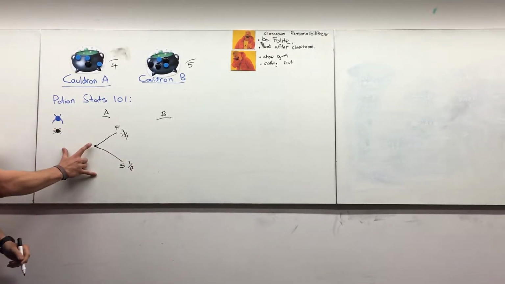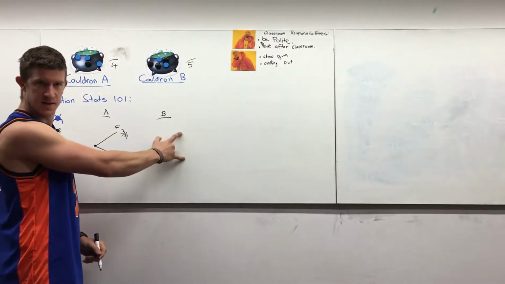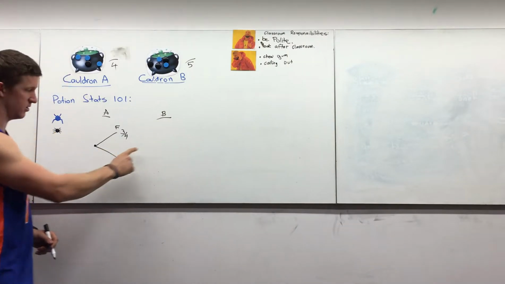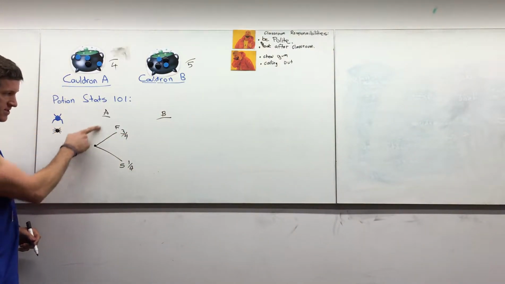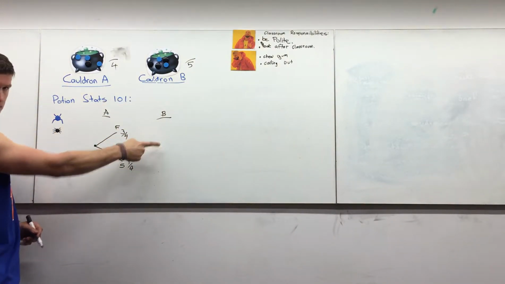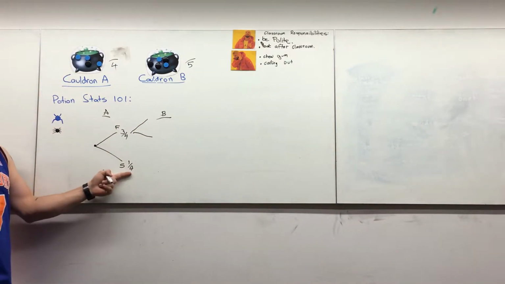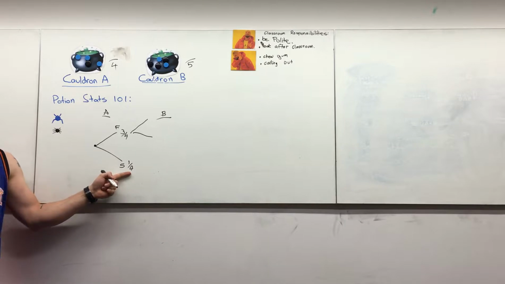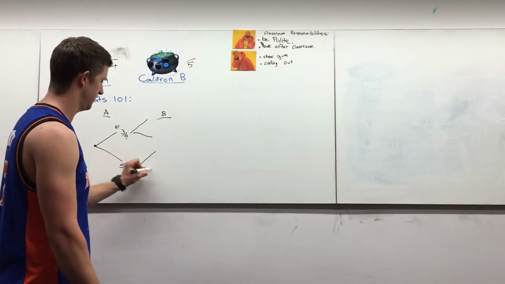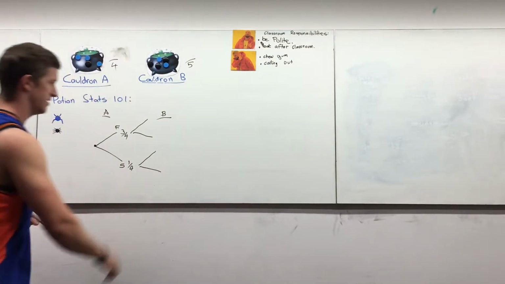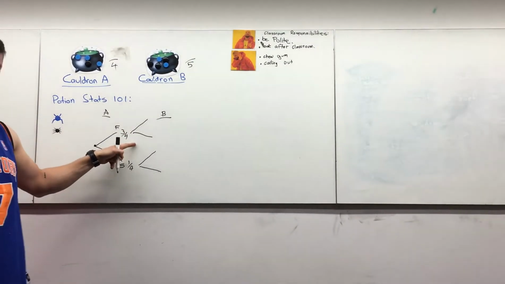Okay, so these are my 2 options. From here, I'm now going to pull something out of cauldron B. So I've still got 2 options. I've either gone this way, and I'm still going to have 2 options, or I've gone this way, and I've still got 2 options. Is that okay? A few slightly confused faces. Now, what are my options? So Rose, Yes.